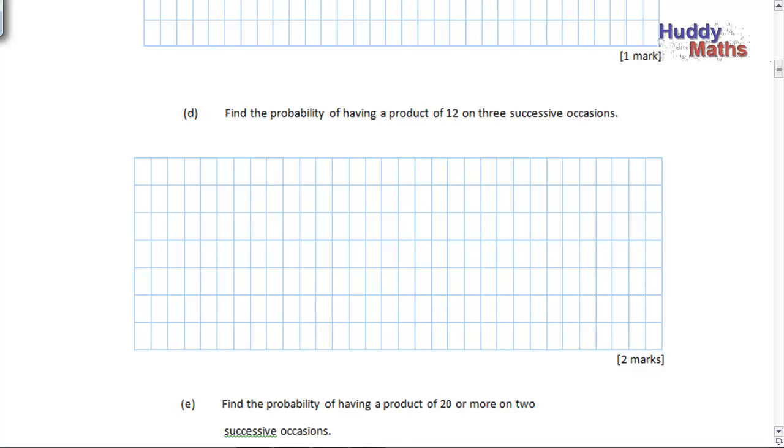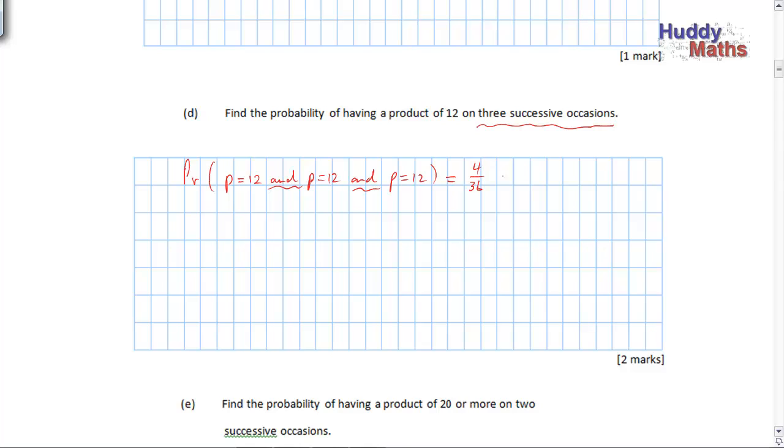Find the probability of having a product of 12 on 3 successive occasions. Now this is a bit of a trap, 3 successive occasions. I want you to be analytical here. It's a probability of product equals 12, and another product equals 12, and the third one equals 12. By being analytical, this and this and this, it's the intersection. It's the product of each of them.